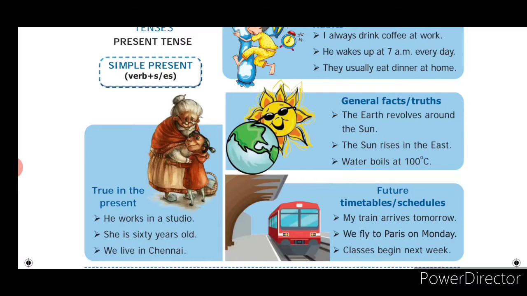Okay children, so you will be using simple present tense when we speak in these situations. When you are speaking about the general fact, we will be using simple present tense. Okay, so when you are saying your habitual work, you will be using the simple present tense. And you have come to know the structure of simple present tense: subject plus verb plus s or es.